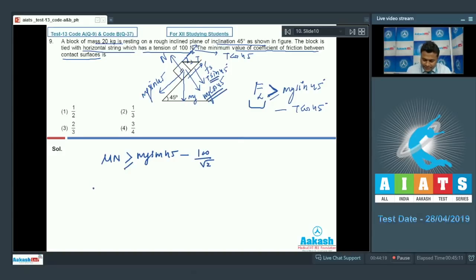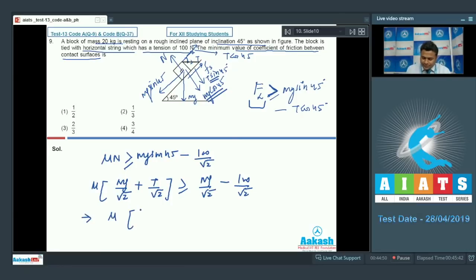Now solving it, we get mu into N, that is mg cos 45 plus T sin 45. So mu times (mg cos 45 upon root 2 plus T sin 45 upon root 2) is greater than or equal to mg minus 100 upon root 2. So now we can calculate mu. Mass is 20, g is 10.